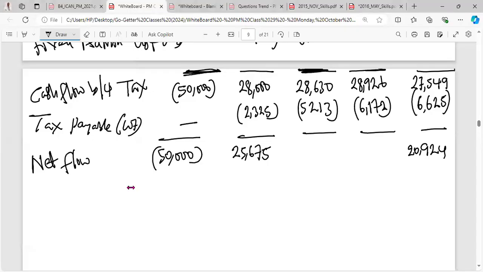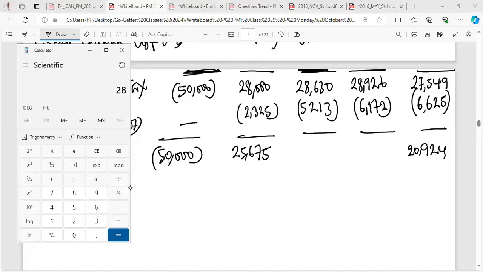The next one, 28,630 minus 5213. That gives me 23,417.